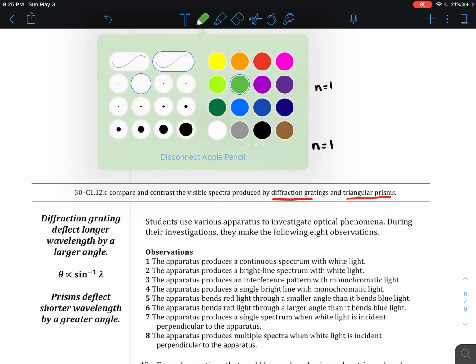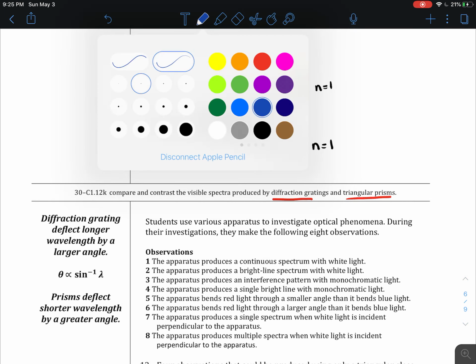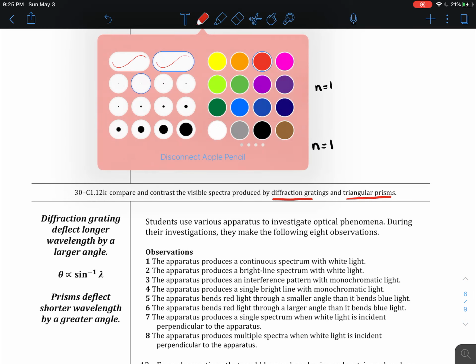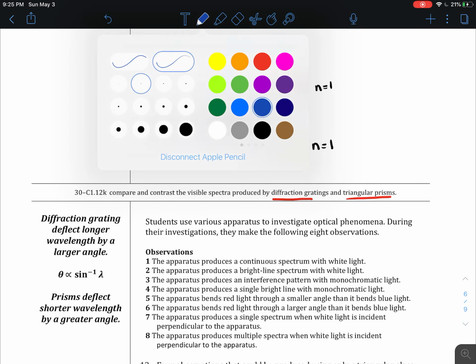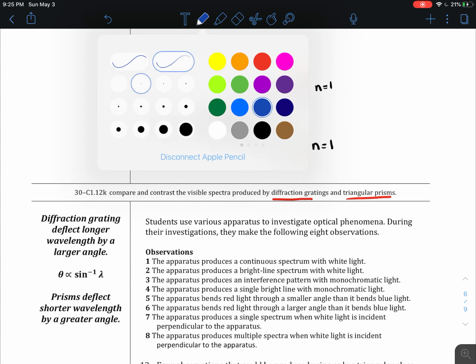G-B-I-V, green, blue, indigo, violet. Okay, so it looks something like that. And then on the other side, you'd have the opposite effect. You'd have the violet there followed by red all the way to the other side. I'm not going to color all colors, but I'm just going to quickly summarize the colors for you guys. And then blue. Okay, so it looks something like that.